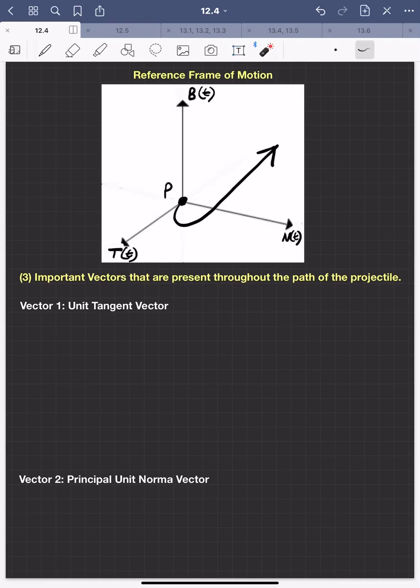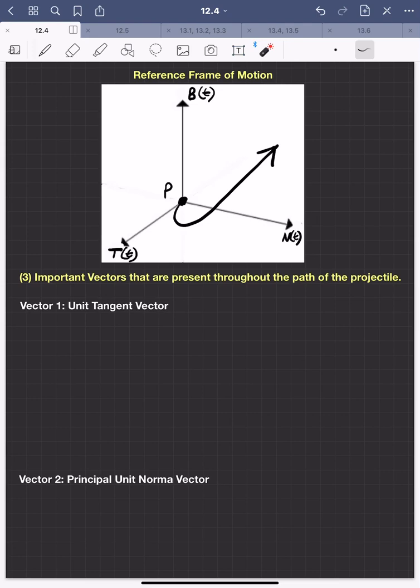Okay, so for chapter 12, section 4, what we want to introduce is a reference frame of motion. We want to introduce three important vectors that are present throughout the path of a projectile.